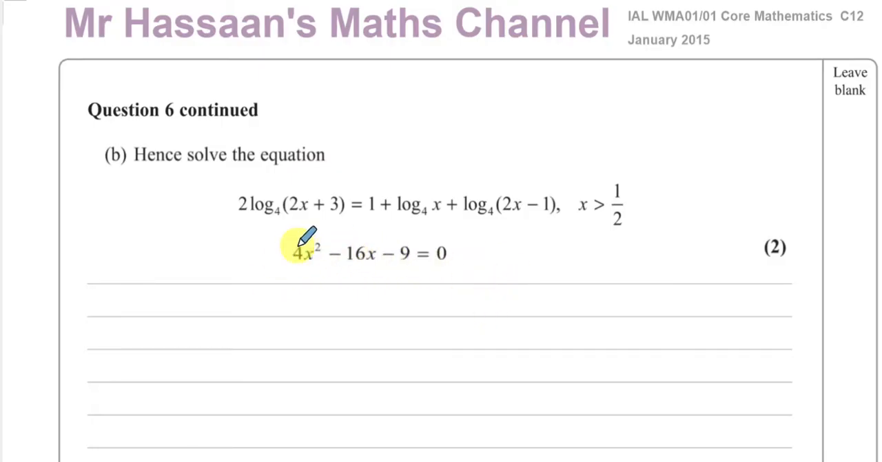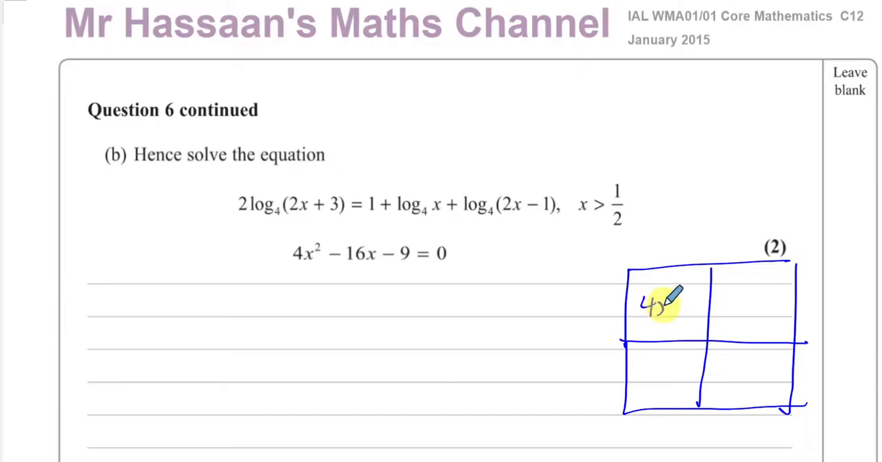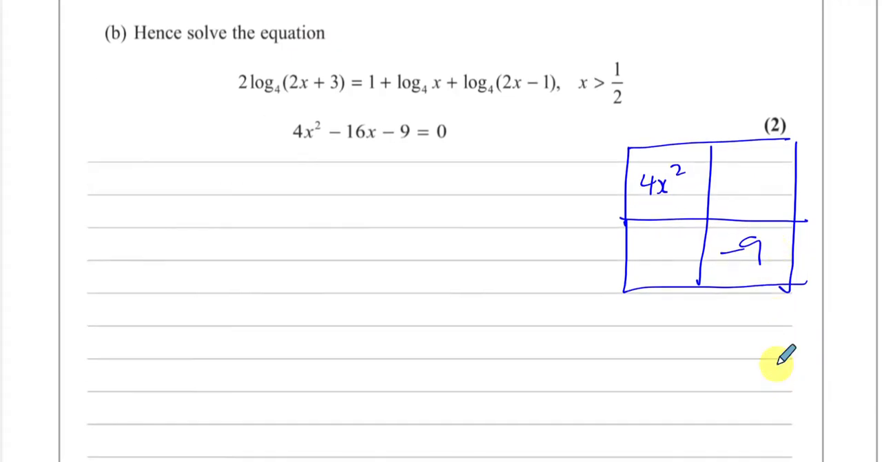Okay, now to factorize this expression, let's see if we can factorize this. Well, in factorizing, you've got to have two numbers that multiply to give you 4x squared and minus 36x squared. This is going to have 4x squared here and minus 9 here. So the product is negative 36x squared, and the sum of the two numbers is negative 16.